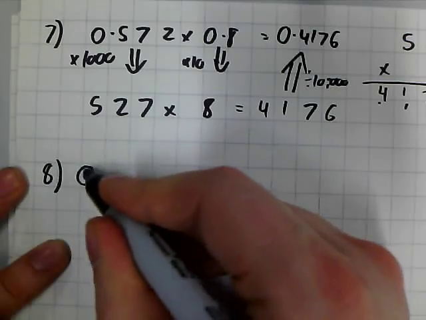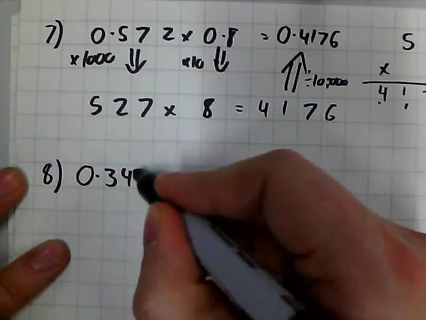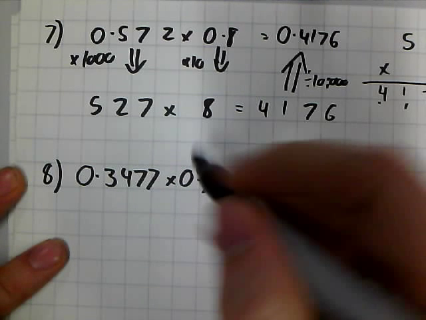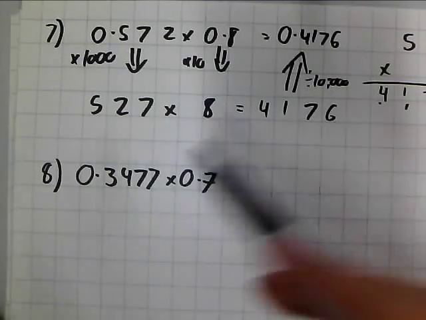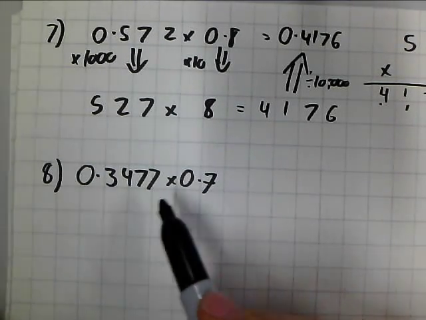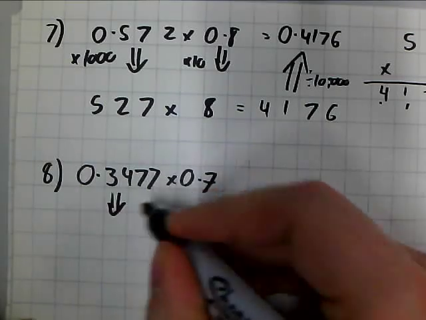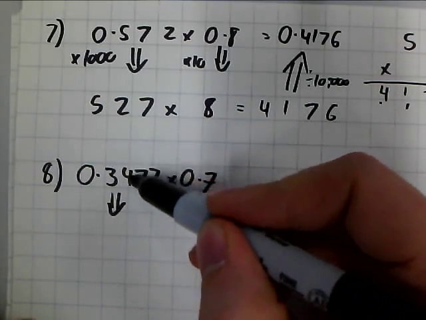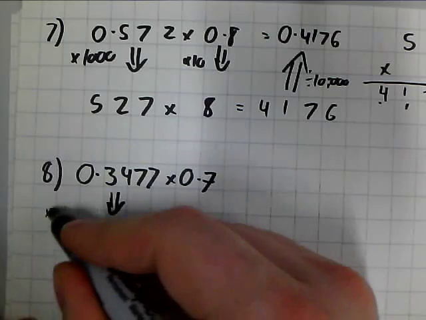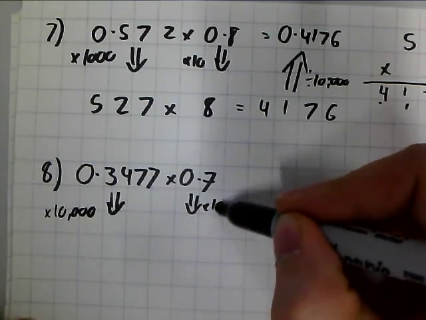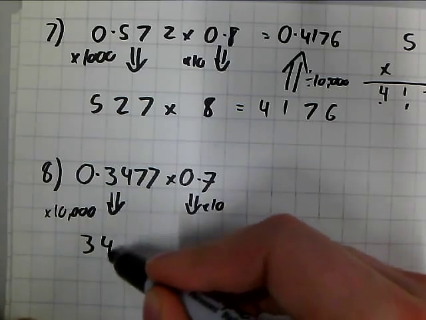I have 0.3477 multiplied by 0.7. Here we go. 3477 multiplied by 0.7. So I'm going to multiply this one by 10,000. I want to multiply that one by 10. So I've got 3,477 times by 7. Let's do the sum here.